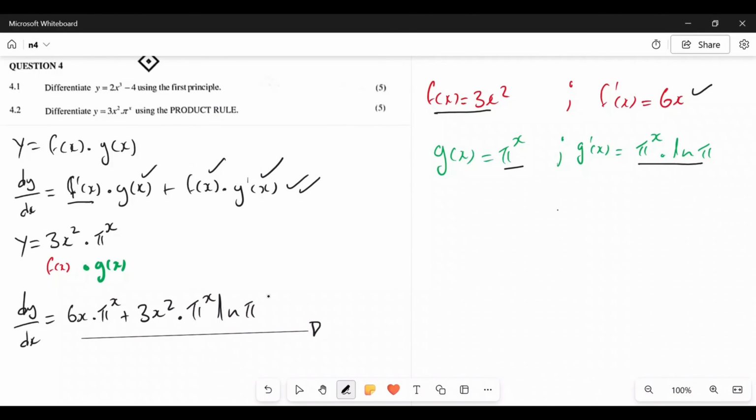If you don't know the product rule, again, there is a video on the product rule I've made already. You can go to the description, click on that video, and also the very same video will pop up on the top right of the video that you're watching at the current moment. Go and watch that video to learn about the product rule. So this is how you derive this equation here using the product rule.